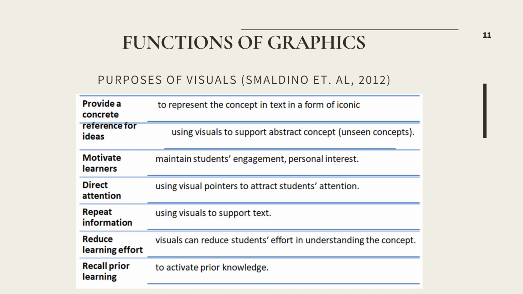All right, and then repeat information by using visuals to support the text, and then reduce learning efforts. By using visuals, we can reduce students' effort in understanding the concept easily. And then finally, recall prior learning. By using picture, we can actually activate prior knowledge that the student already have. By showing them the pictures, maybe they will recall some prior knowledge that they already have before.